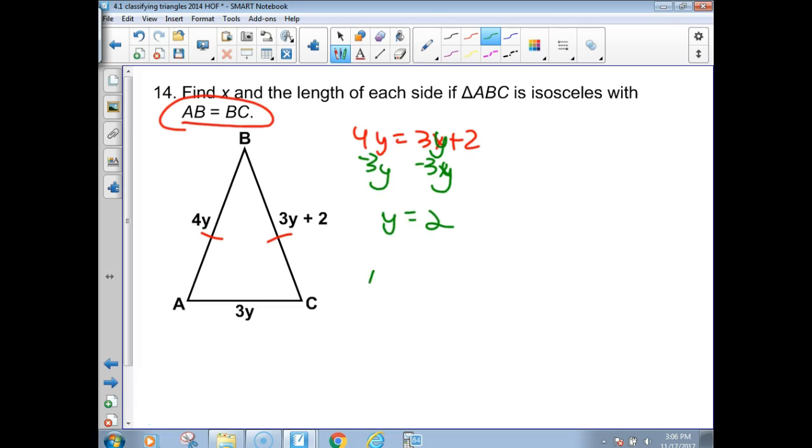And then we went and found that AB would be 8. And BC would be 3 times 2 plus 2, which is 6 plus 2. It's 8 also. And AC is 3 times 2, and that's 6. I know I went really quick, but we did this one. Yes, Priscilla?